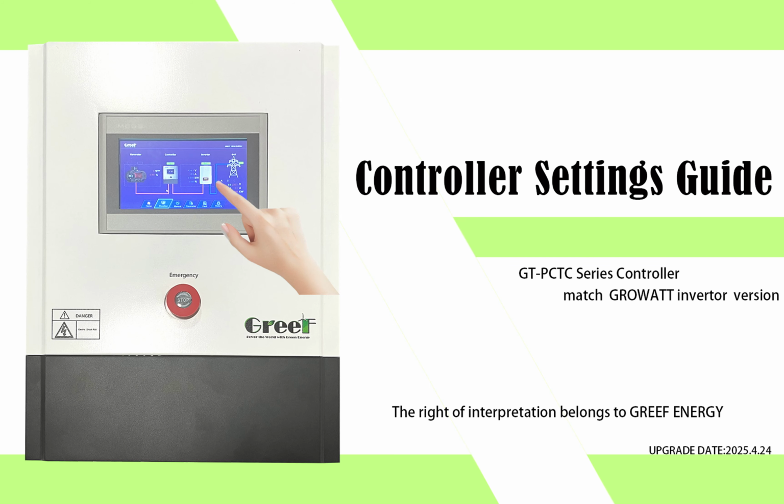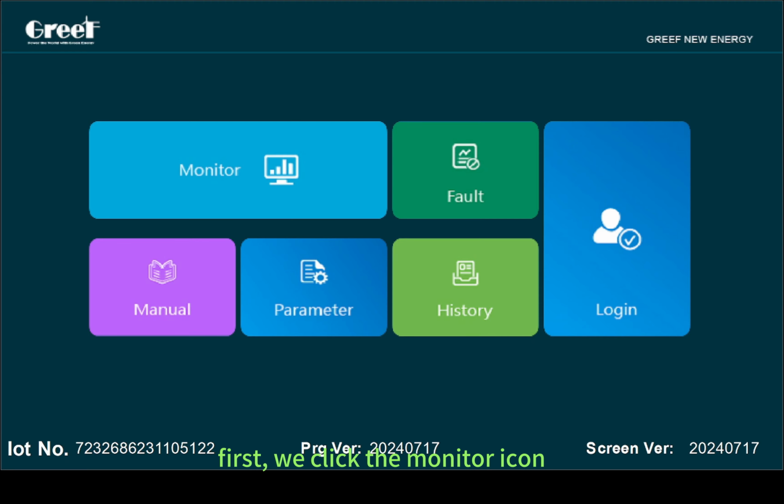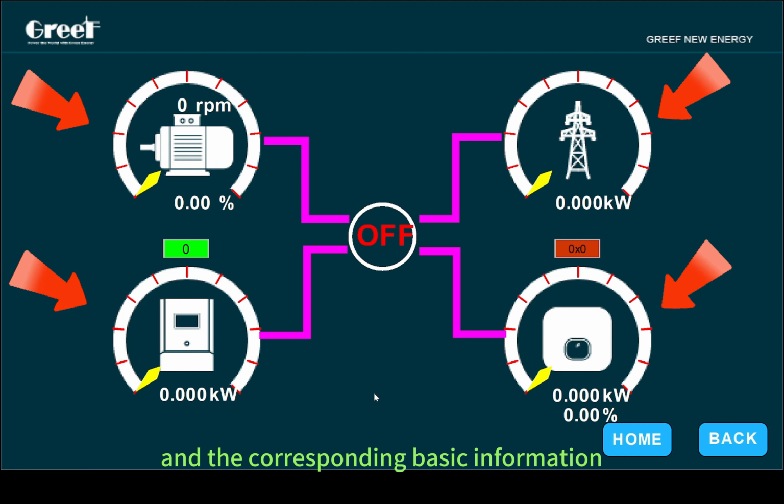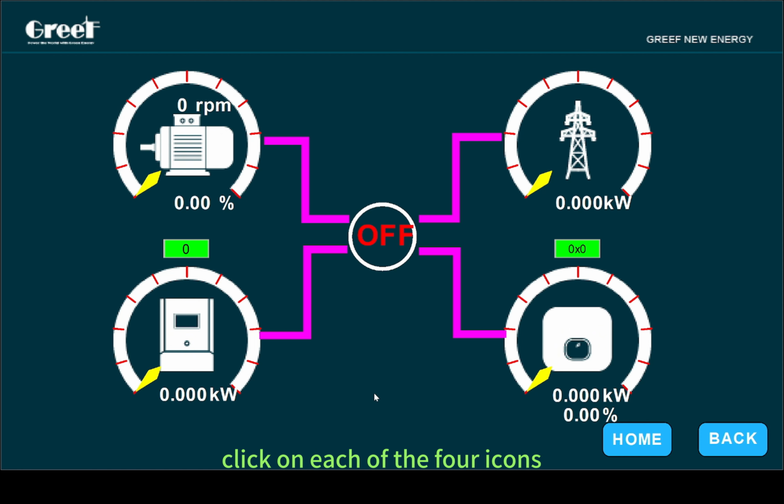Greef Energy PCTC Series Wind Controller Setting Guide. First, we click the monitor icon to enter our monitoring interface. You can see that there are 4 icons and the corresponding basic information. Click on each of the 4 icons to view the corresponding current data.